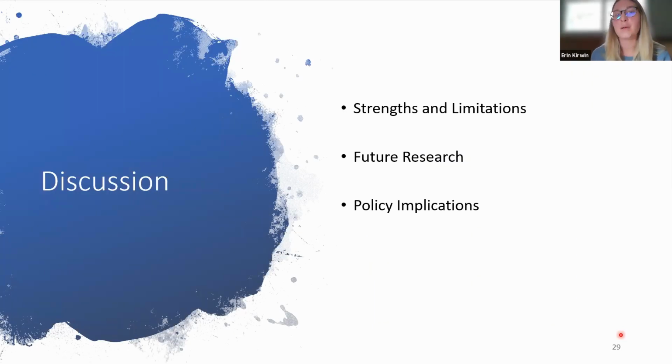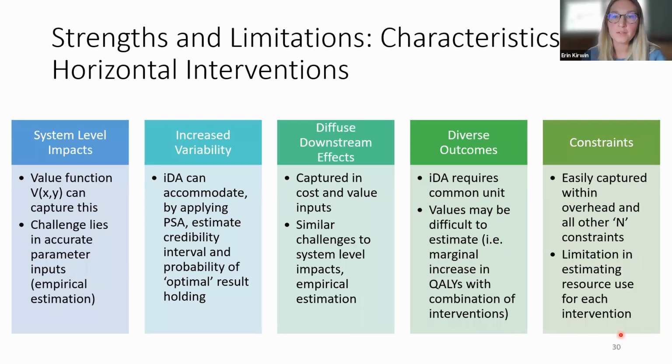So in the discussion, I'm going to go over the strengths and limitations of my approach, plans for future research, and policy implications. So here's a listing of the strengths and weaknesses of the diagonal approach, which I propose. I set these against the 5 challenges associated with horizontal interventions that I shared at the start of the presentation. So for system level impacts, the terms included in the value function should be used to address things like spillovers.